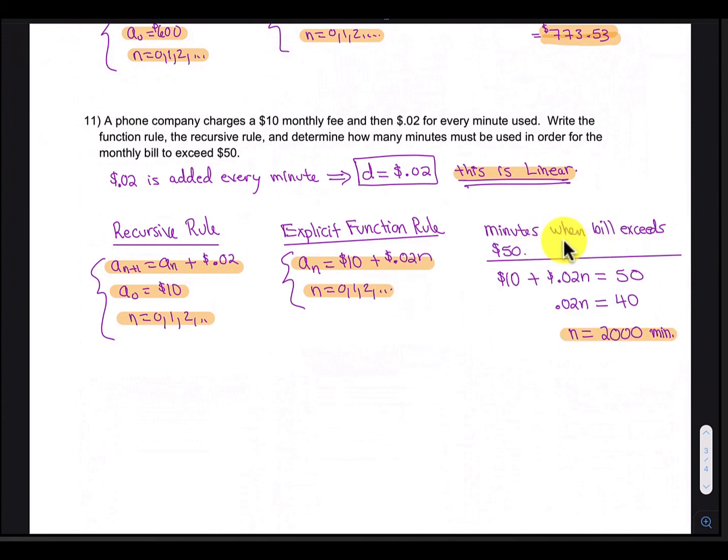And then finally we answer the question, which is how many minutes has gone by when the bill exceeds $50? So we start with the explicit formula, 10 plus 0.02 times n, set it equal to 50. Subtract 10 from the 50 to get 40, and then divide the 40 by 0.02, and that's going to give you 2,000. So it's going to take 2,000 minutes before the bill will exceed $50.